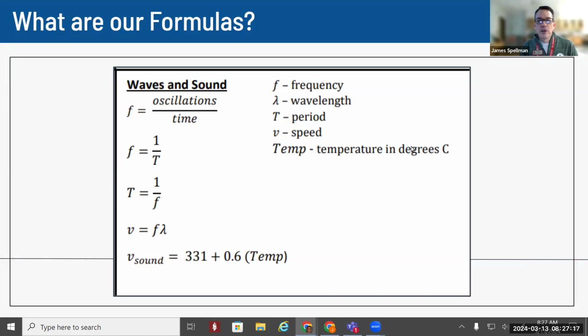And temperature is in Celsius, because we'll get to this down here at some point, but not today, that the speed of sound depends on the air temperature. Fascinating, I know. So we'll get to that later. But today we're looking at these top four.